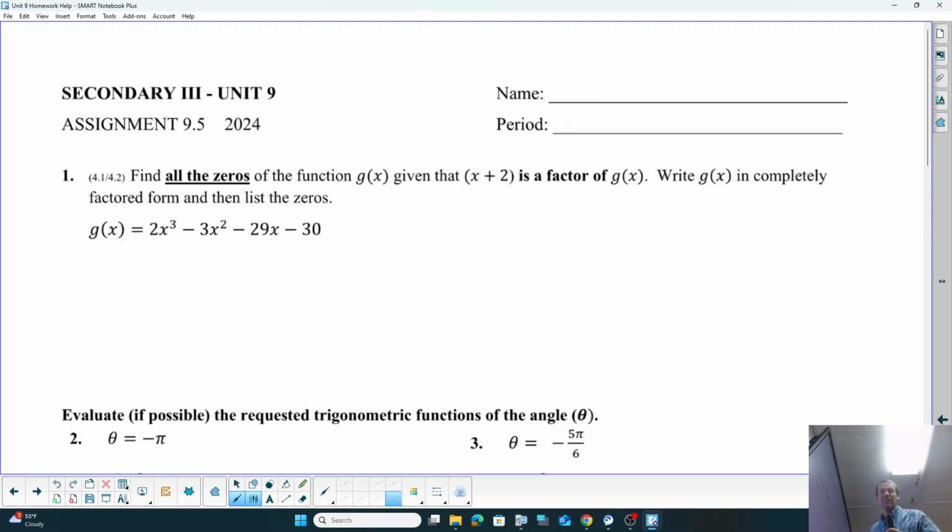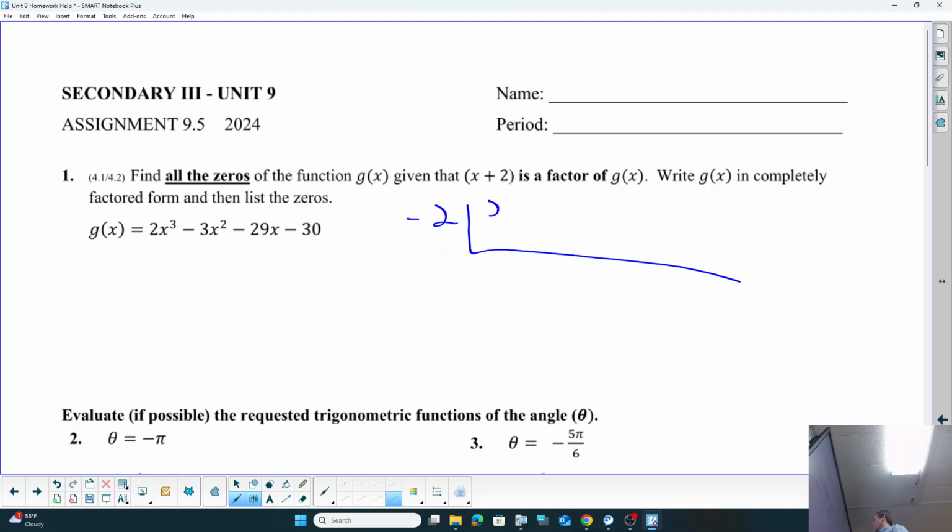Okay, so 9.5 is graphing sine and cosine, helping you out with the homework there. Find all the zeros of the function, given that x plus 2 is a factor. Write it completely factored form, then list the zeros. So you're going to be doing a synthetic division with -2. Looks like all the powers are there: 3, 2, 1, 0.